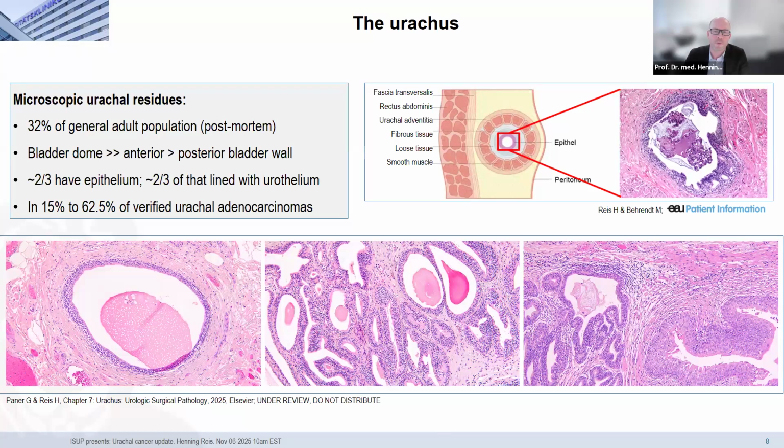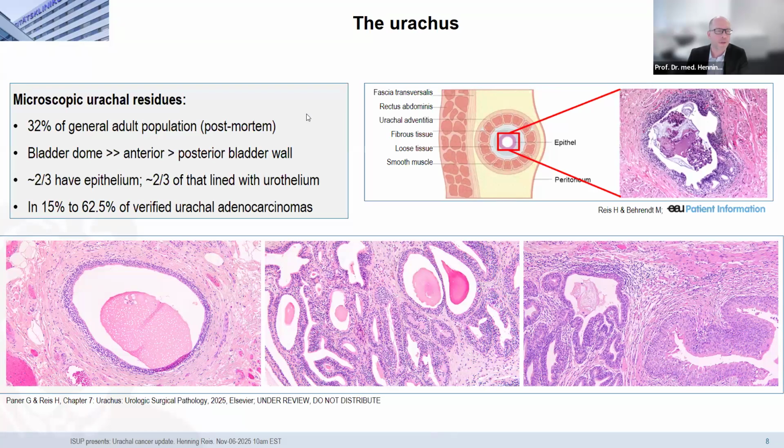A macroscopic or microscopic remnant has a certain anatomy. It resembles the ureter a little bit. You have a muscular layer, then a little bit of loose tissue, then fibrous tissue, and then the epithelium, which is present in around 2/3 of cases, and in around 2/3 of these cases it's urothelium, which is quite an enigma because urachal cancer, as you know, usually is an adenocarcinoma, and I will touch upon this later.